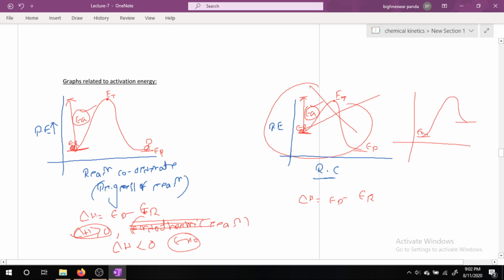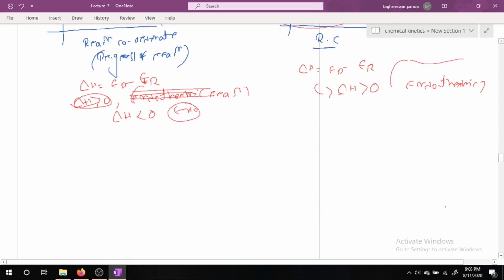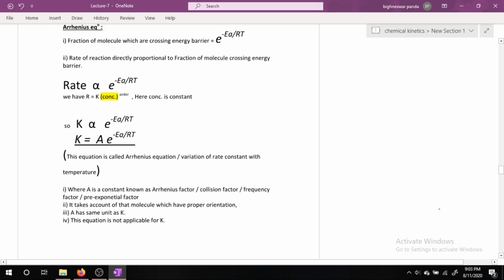Here ET, in order to convert it into product, this much amount of energy is required, that is activation energy. So here EP is more than ER, so delta H is equal to EP minus ER, and here delta H is greater than 0. This is an endothermic reaction. So these are the graphs related to activation energy. Then come to the next part, the Arrhenius equation.